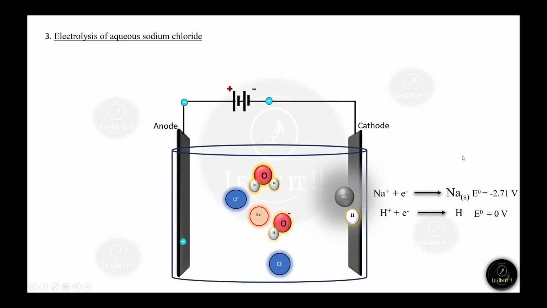We know according to the electrochemical series, the substance with the higher reduction potential should undergo reduction. So in between these two, hydrogen has the higher reduction potential. It is 0, while sodium's is negative. It means that hydrogen, that is H+ ion, gets reduced into hydrogen. So this reaction proceeds.